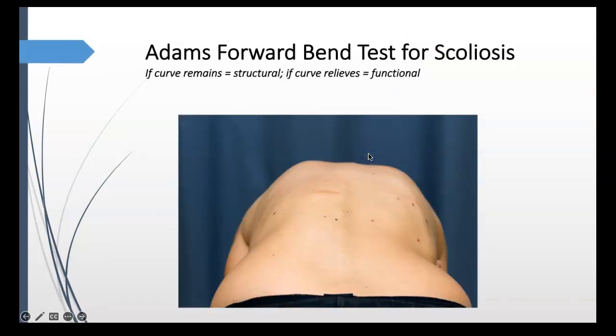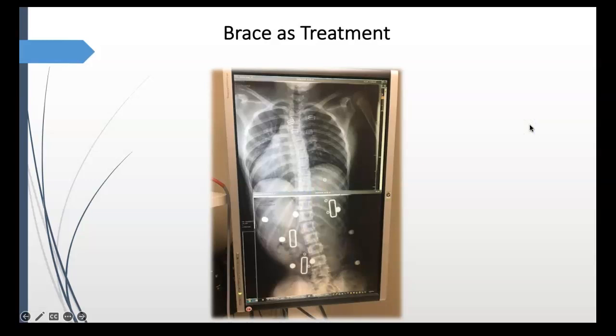So how do we assess for this? We talked about it in the clinical setting. We're going to do the Adams forward bend test for scoliosis. If the curve remains, it's structural. If the curve relieves, it's going to be functional. So here is a diagnostic tool. And then we can see the image from before where you saw that massive curve, and now you can see the image of the patient in the actual brace. So you can see how the brace really, truly does impact the curvature.